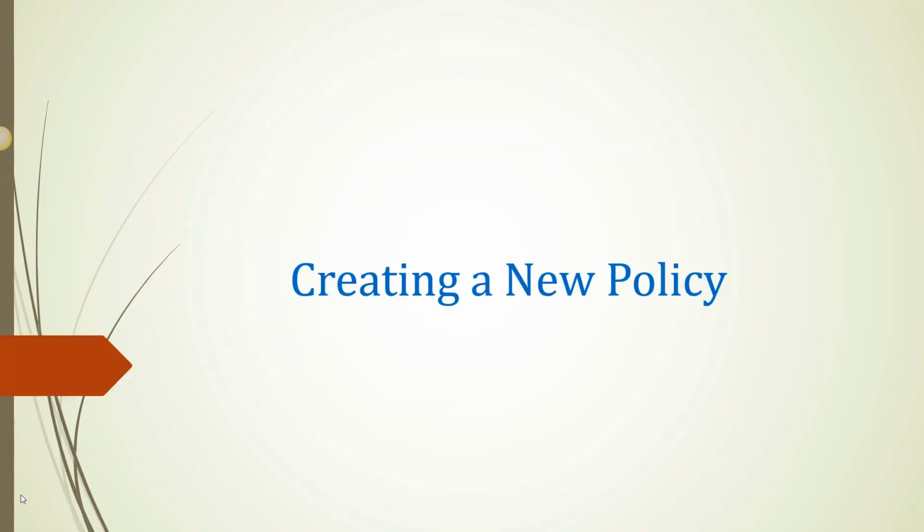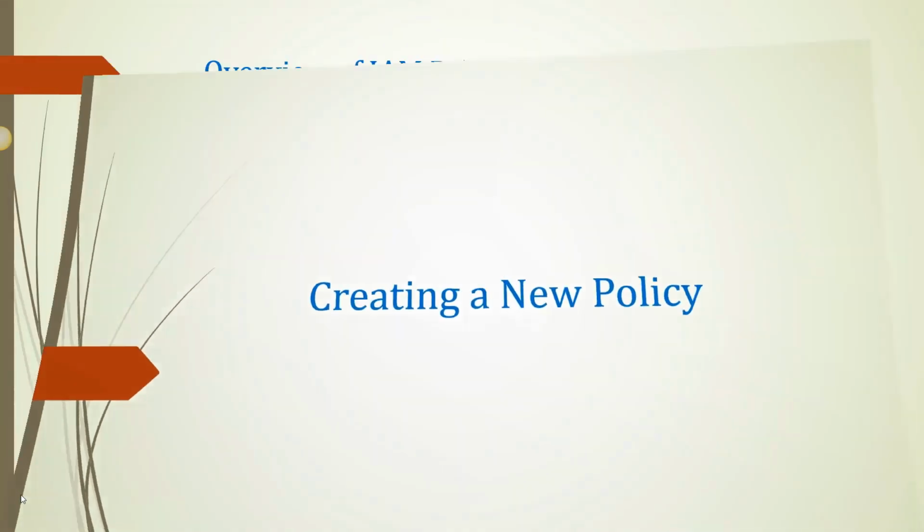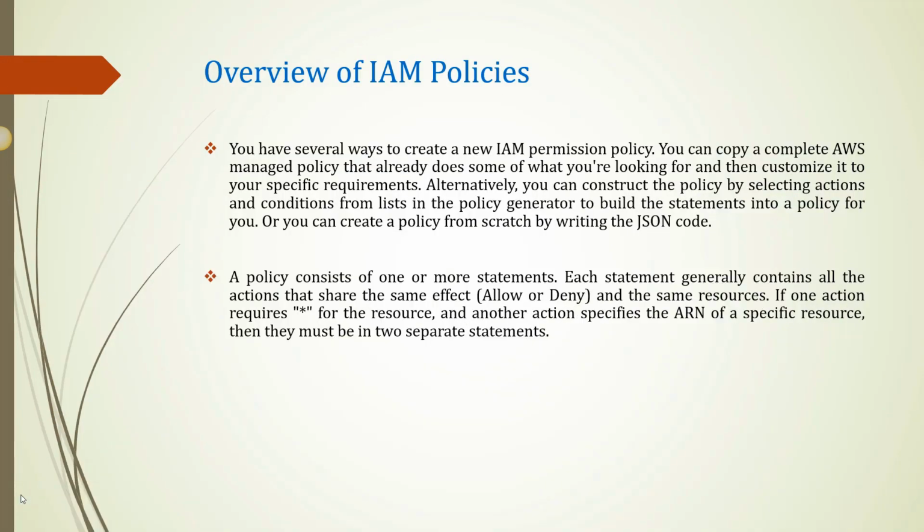Now let's talk about creating a new policy. You have several ways to create a new IAM permission policy. You can copy a complete AWS managed policy that already does somewhat what you are looking for and then customize it to your specific requirements. Alternatively, you can construct the policy by selecting actions and conditions from a list in the policy generator to build the statements into a policy for you. Or you can create a policy from scratch by writing the JSON code.